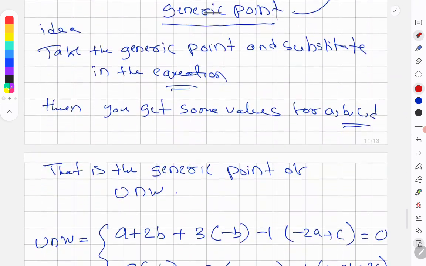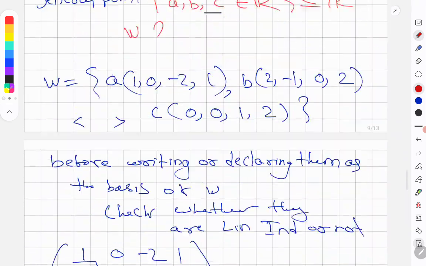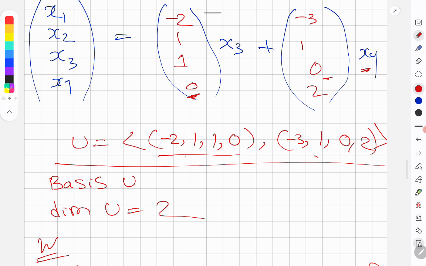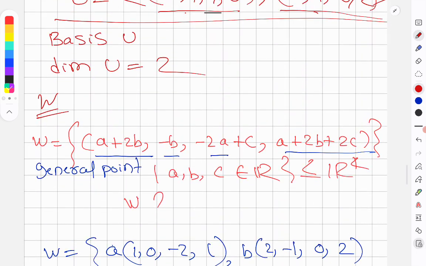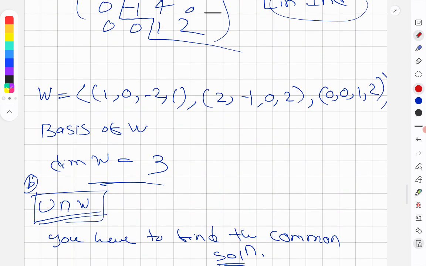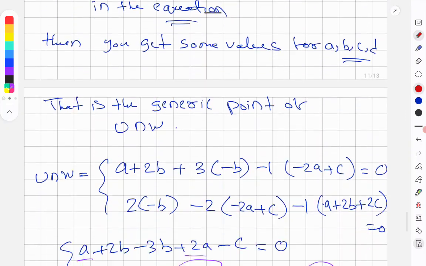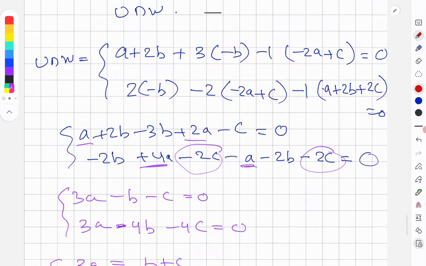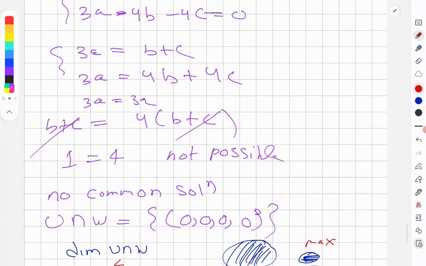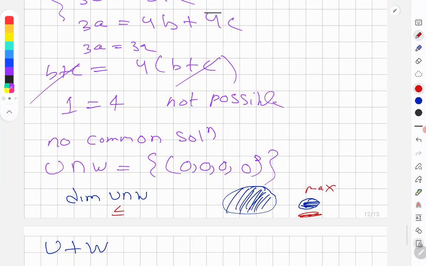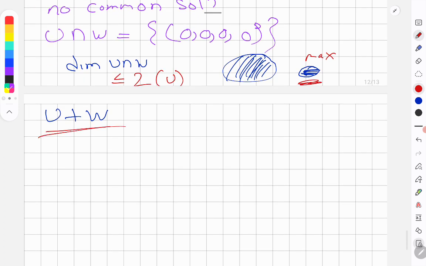So how do you consider your two elements, 1 and 2? Okay, so the intersection dimension should be less than or equal to 2. Exactly. You addressed your own question. Okay, so now let's come to U plus W.